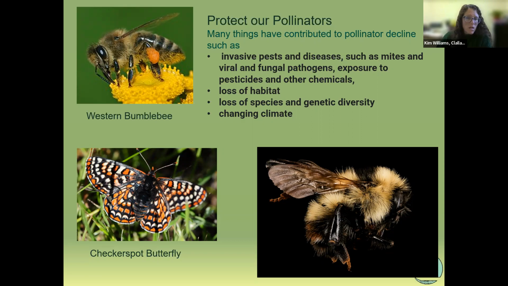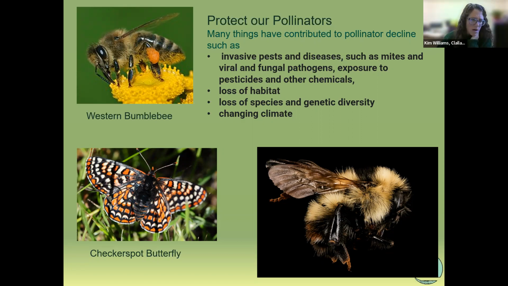You know, but there's all sorts of things such as mites and fungal pathogens. They have a lot against them: chemicals and pesticides, loss of habitat, loss of genetic diversity, and of course, climate changes. So we want to do everything we can to just help them out. There's so much against them right now, and if we can just help them out in any way.